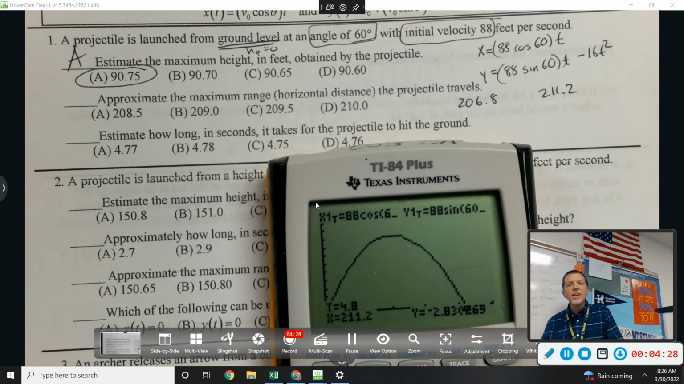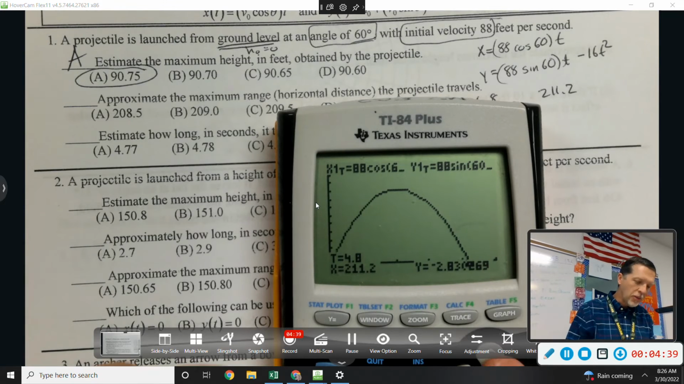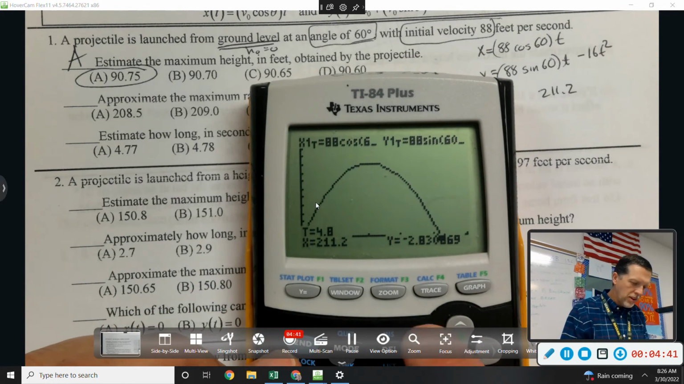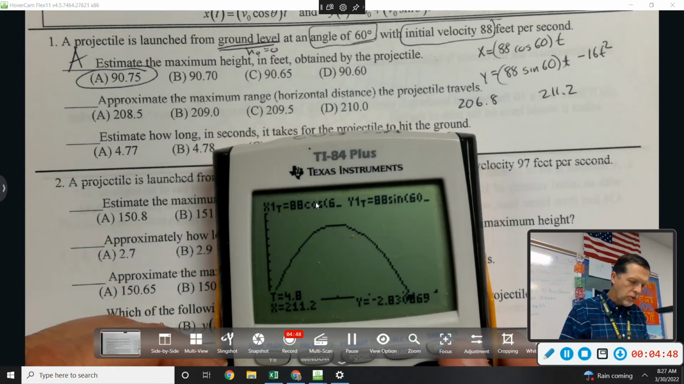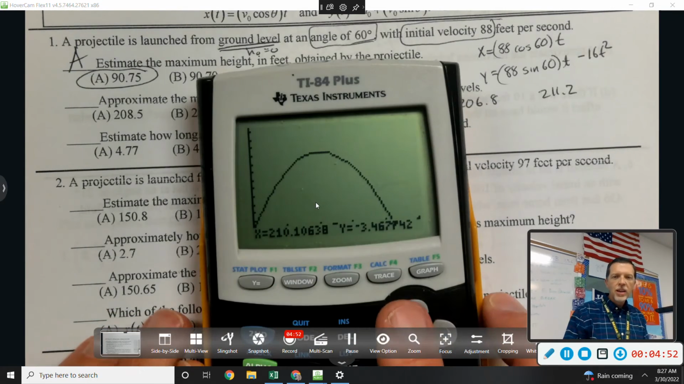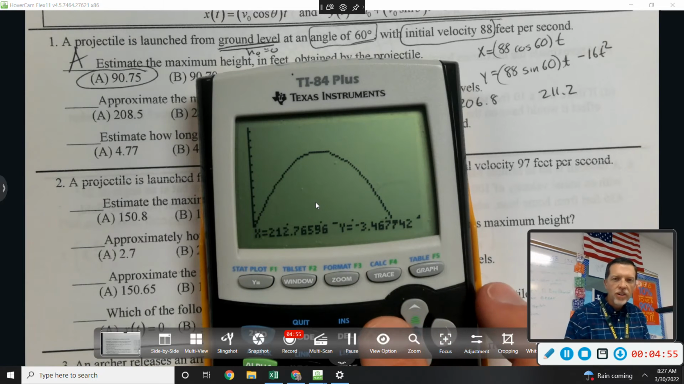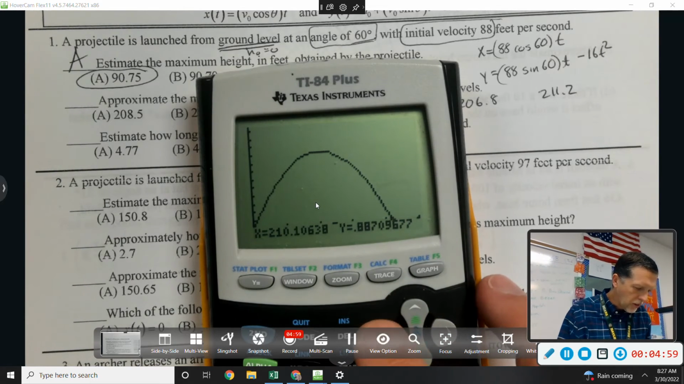So what can I do to get a better answer? You can go to the table, then you can go to table set ask. Okay, there's a couple answers to that. I can zoom. I could go to table. I don't know which one would be easier. I'm going to go zoom. Zoom in. Because then I just have to put my cursor reasonably close to that intersection down there.